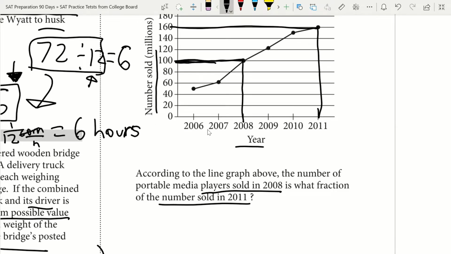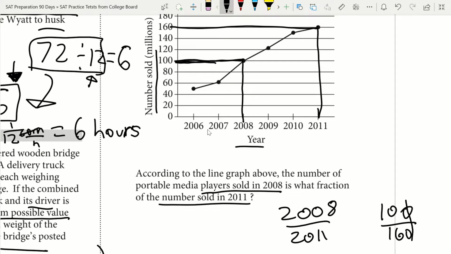So my fraction: sold in 2008 over those sold in 2011, I'm going to go like this then, that 2008 over 2011, right? I want that data. Keep in mind this isn't my answer, that's just my years. So my data then is going to be that 100 over that 160. Okay, I see my zeros can cancel there, so I'll have 10 over 16.